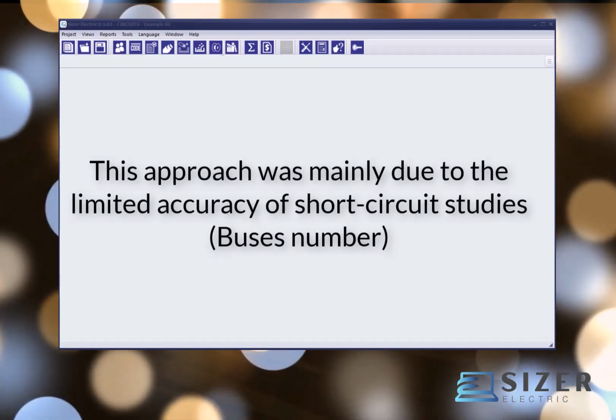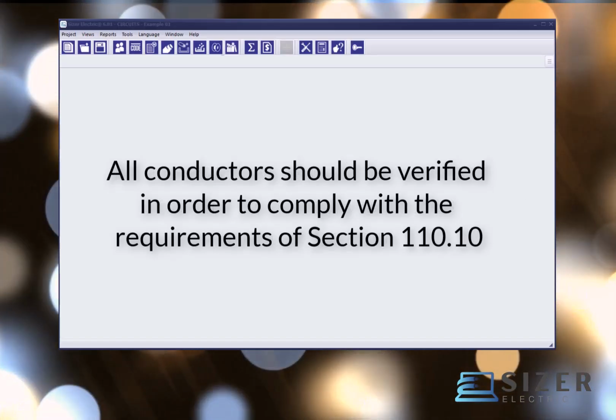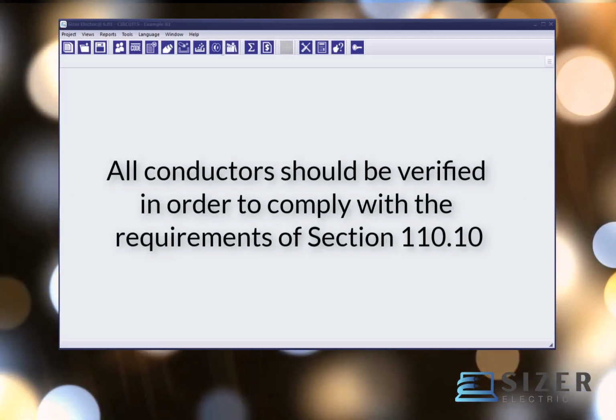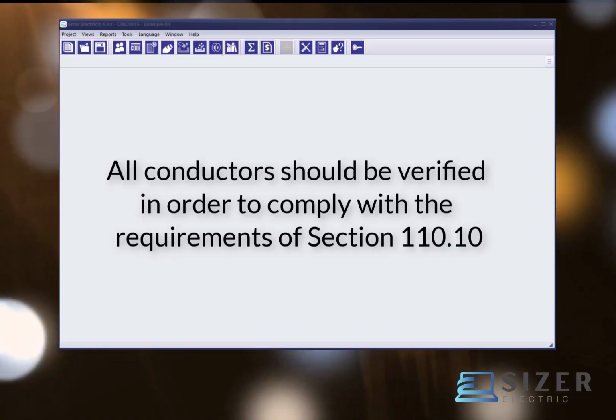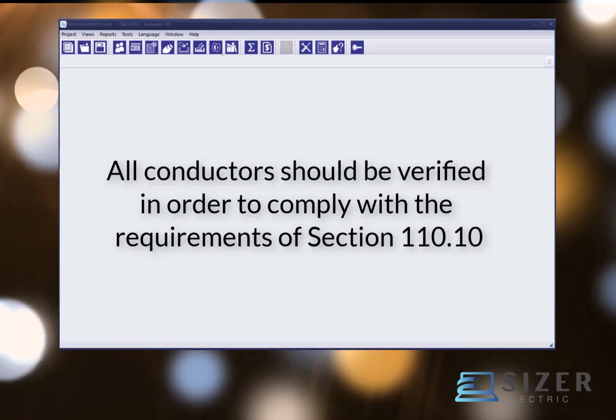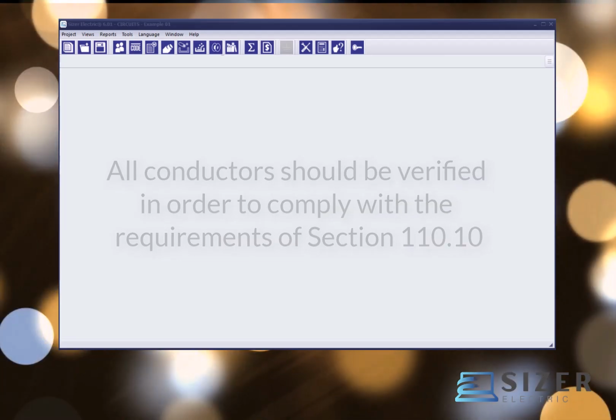Today, however, it is clear that all conductors must be verified in order to comply with the requirements of Section 110.10. Although the software treats short-circuit conductor verification as optional, it is strongly recommended to enter the required data and perform the short-circuit validation for all conductors in the system.